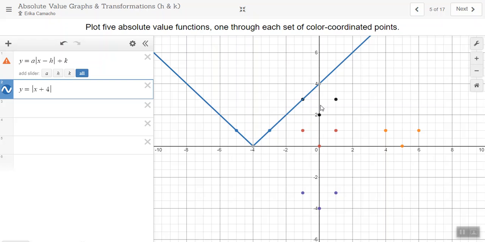all those points. So this is what I need to do for my black one, my red one, my orange one, and my purple one. Use your foldable because your foldable shows you how you're going to change this vertex form of absolute value to graph what you need.